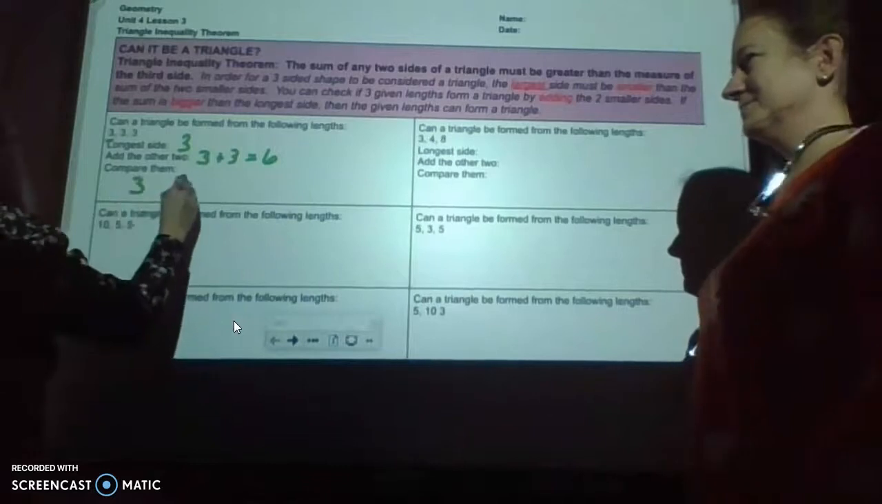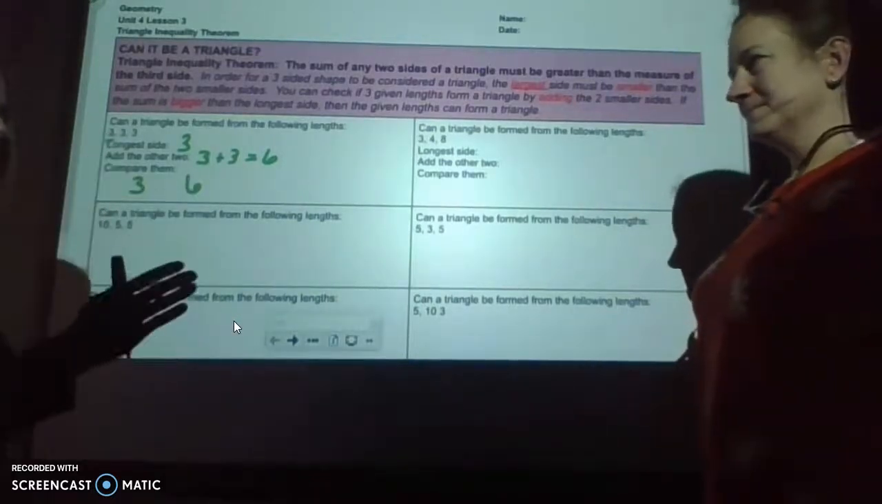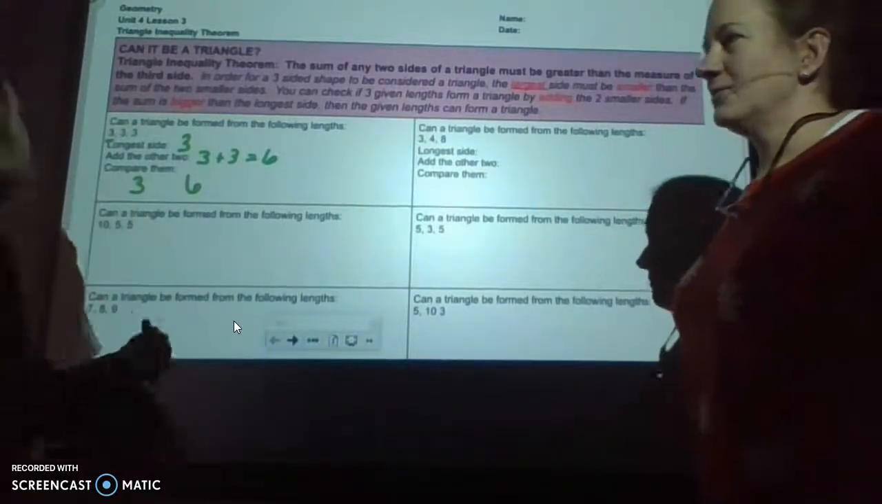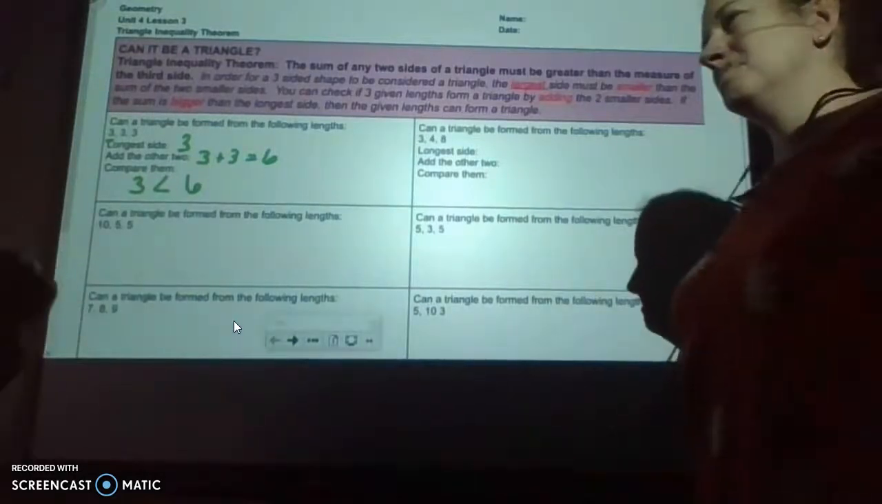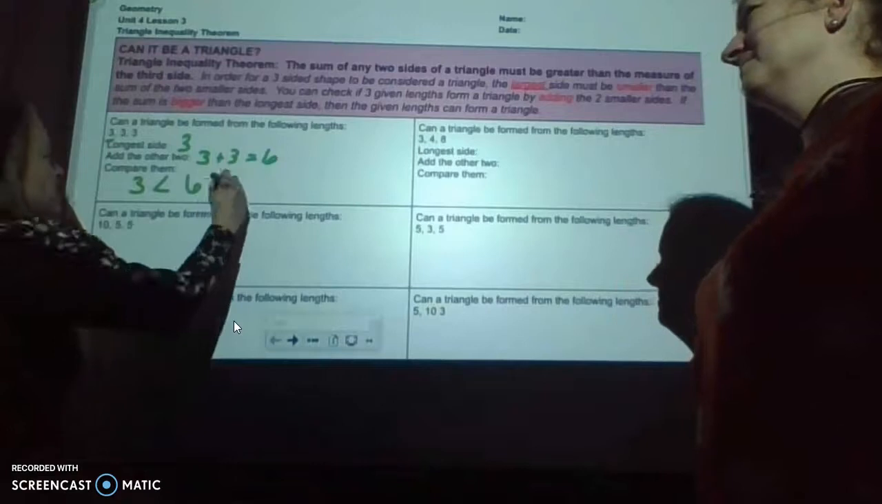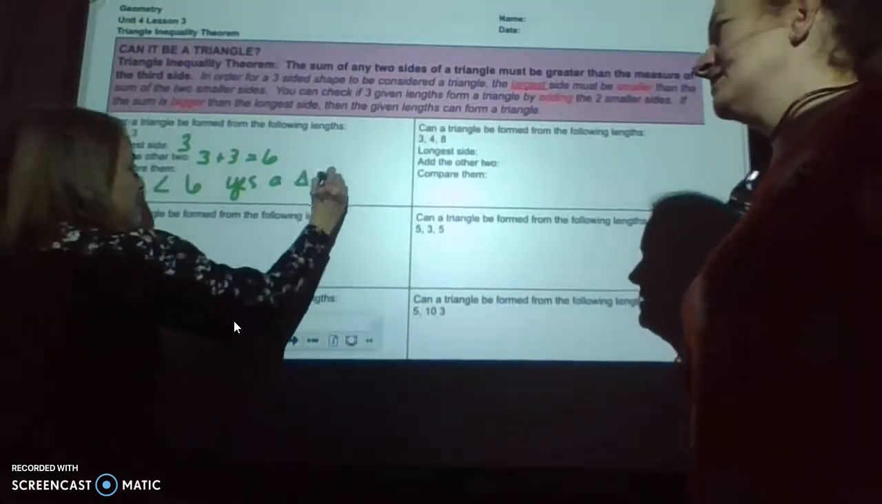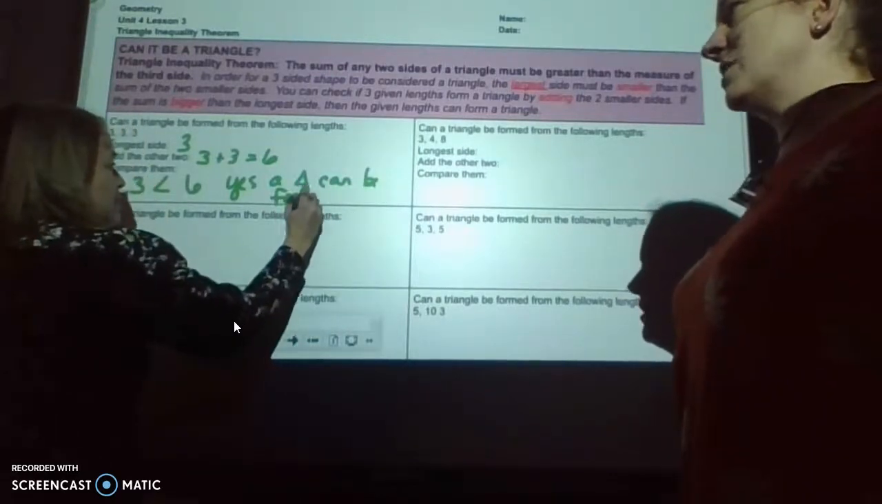3 to 6. When I say compare them, I mean less than, greater than, or equal to. Is 3 less than 6, greater than 6, or equal to 6? 3 is less than 6. Okay, so anytime you have a less than, you say yes. If the greatest side is less than the other two sides added together, it can be a triangle.